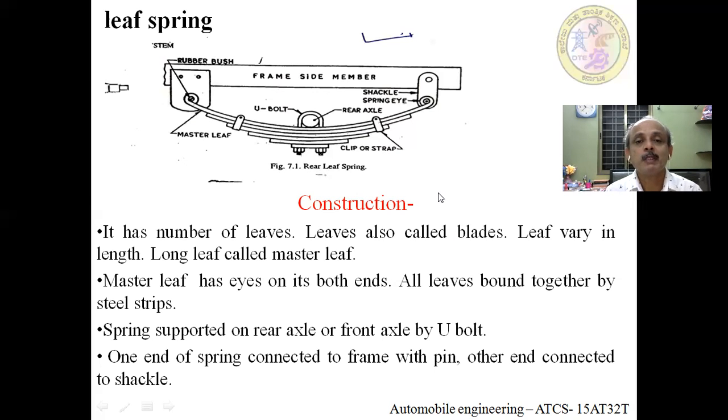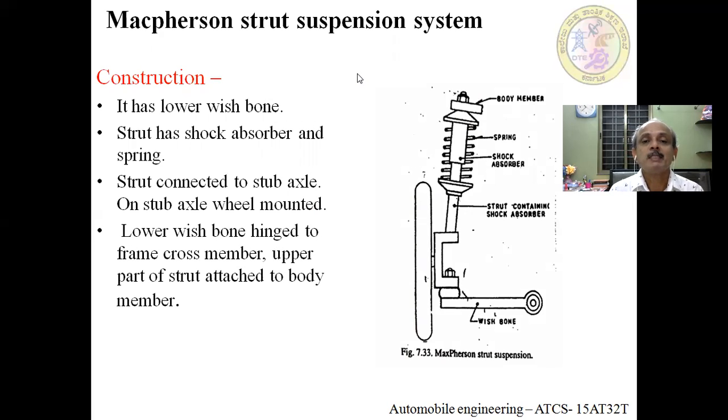Now we'll go for the next one, MacPherson strut suspension system. In the diagram we can see the MacPherson strut suspension system. It mainly has a lower wishbone, wheel, stub axle, and strut. The strut has a shock absorber and coil spring, and the upper part of the strut is connected to the body member. So simple it is.